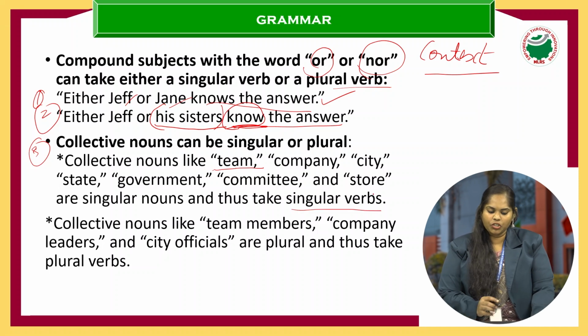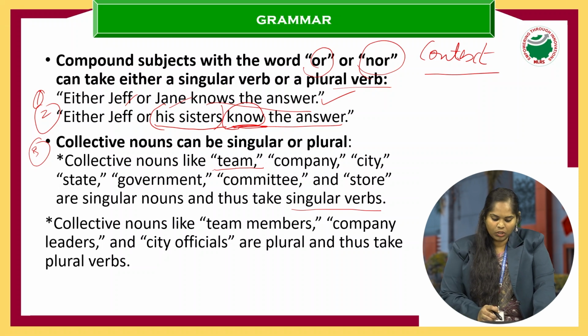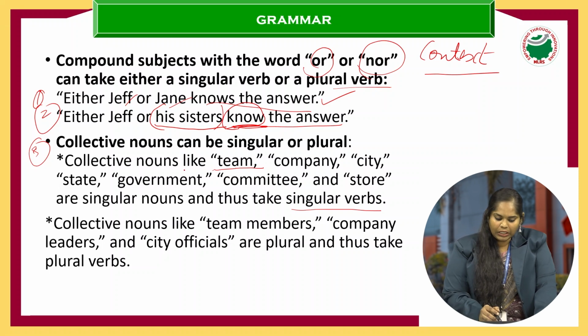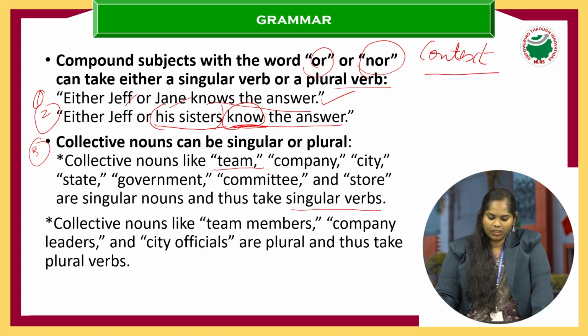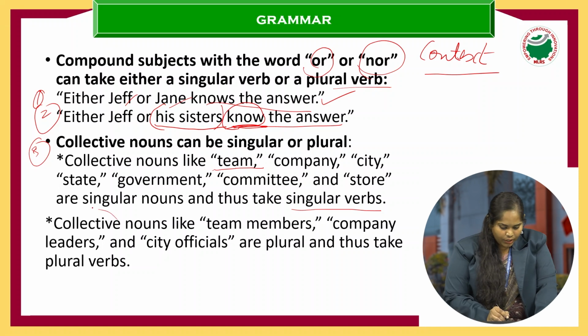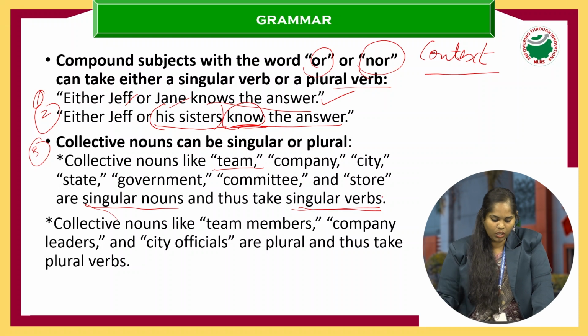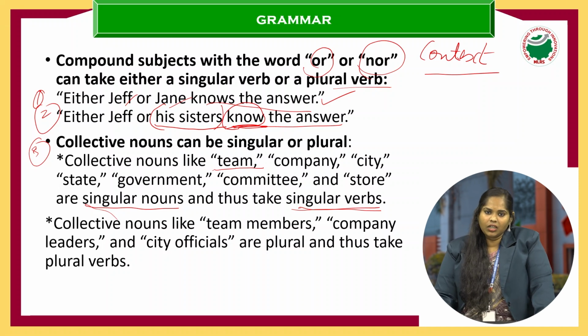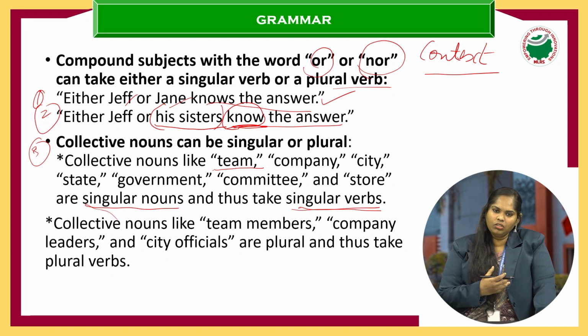It's very clearly mentioned: collective nouns can be singular or plural. I gave two different examples. Collective nouns like team, company, city, state, government, committee and store are singular nouns, so you will be using singular verbs. So the Indian team plays well in the IPL, for example. I'm not good with cricket and all. The company where I work is great. You generalize things; it's a collective. The company is great.